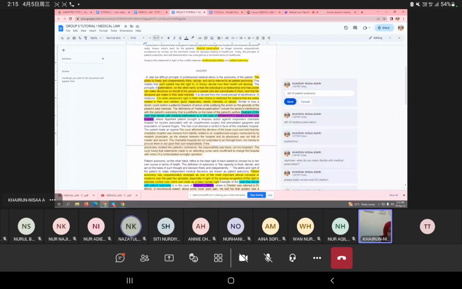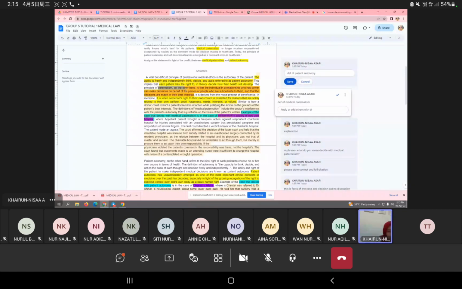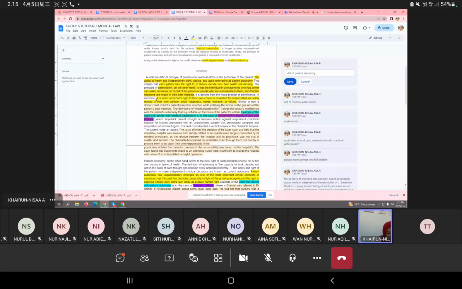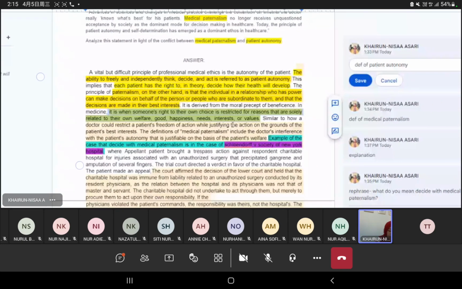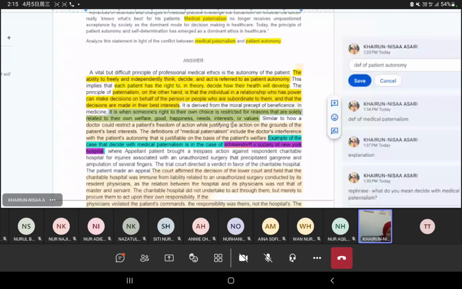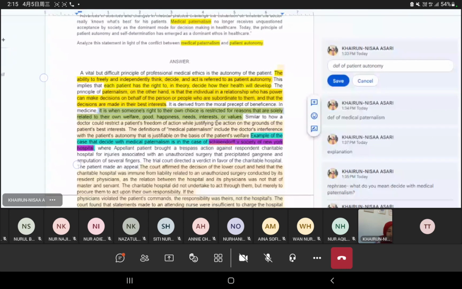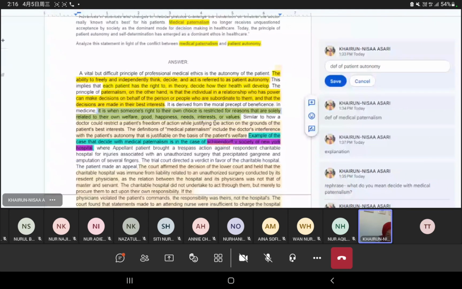Okay, I'm using Google Documents, by the way. And then this group started to explain what paternalism is: a definition of paternalism, and an explanation. Okay, good, you started. You seem to have defined both terms and given your explanation. Then you're supposed to give an example. The example can be your own.